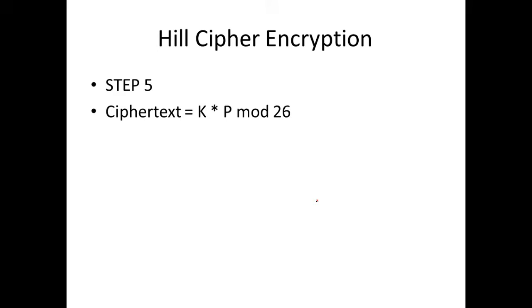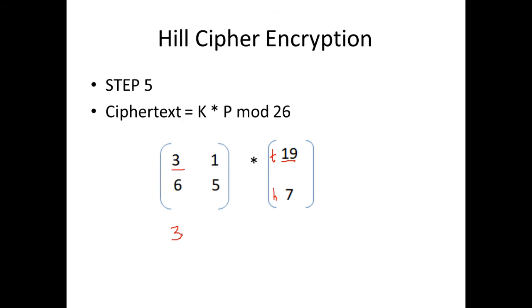Let's repeat the process now. This is P2, so this corresponds to the values T and H in the plain text. And we have to multiply this. How will you multiply this? It's very simple. You take 3, you multiply with 19. So it is 3 into 19 plus you take 1, you multiply that with 7. So 1 into 7. So what is the output of this?